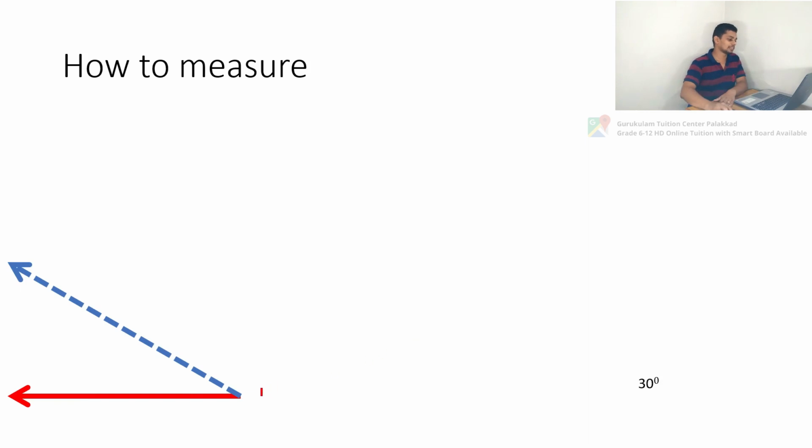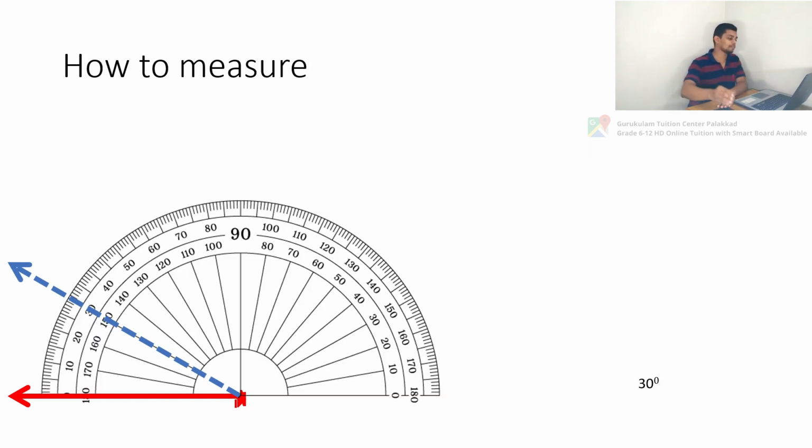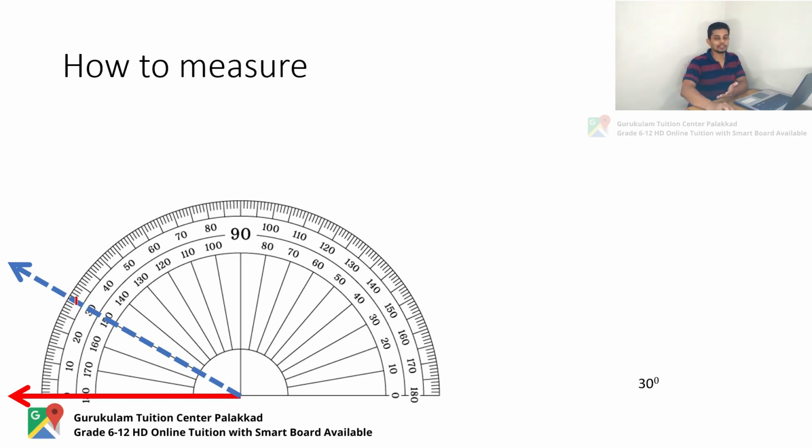So here the vertex is here. We have to place our protractor's origin at this vertex, so we are placing the protractor here. The bottom line segment is lying to the left of the protractor, so we have to measure from here. When we measure from here, we can understand that the ray is going through 30 degrees. So in this manner, we can measure the angle of any figure.